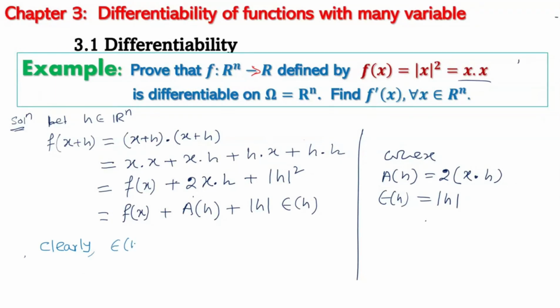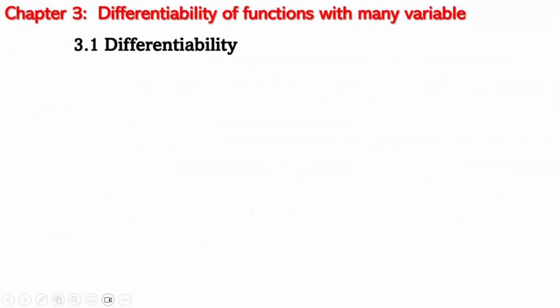Clearly epsilon of h equals the absolute value of h, which tends to 0 as the absolute value of h tends to 0. So this condition is satisfied. Now we are left to show that A is linear. So next we'll show that A is linear. A(h) is equal to 2x dot h.